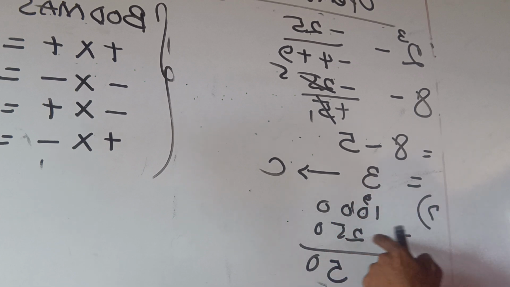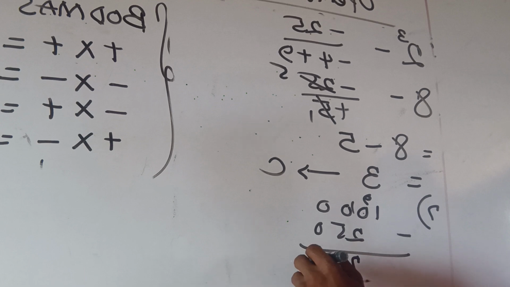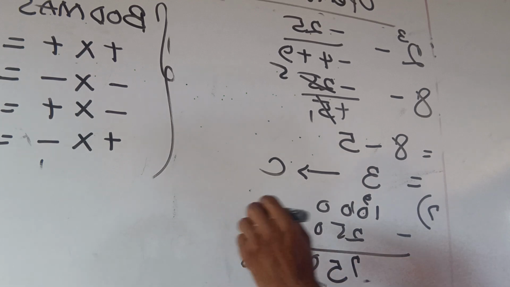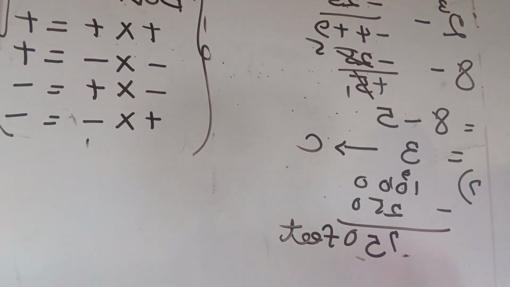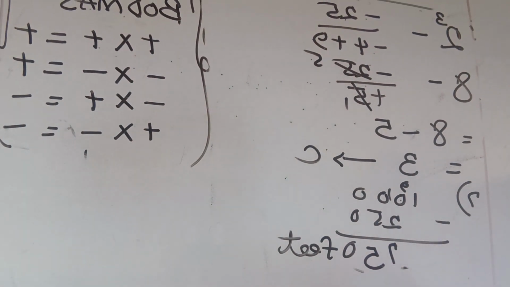Then 9 minus 2 is 7. So it's going to give us 750 feet as our answer.